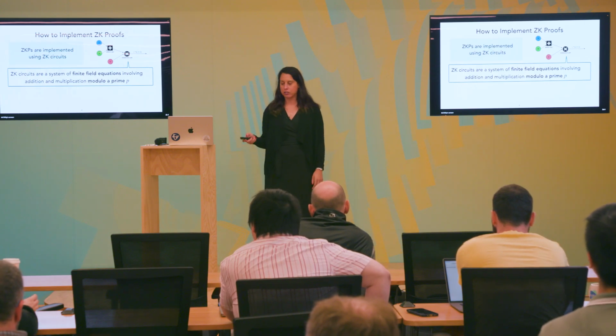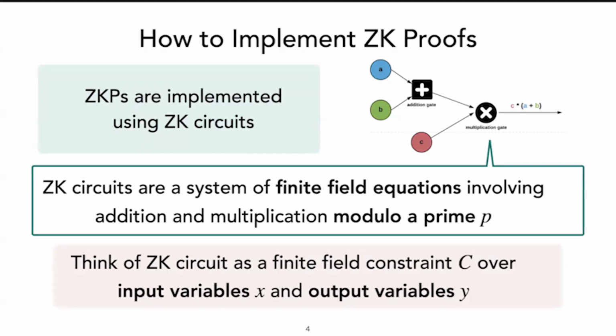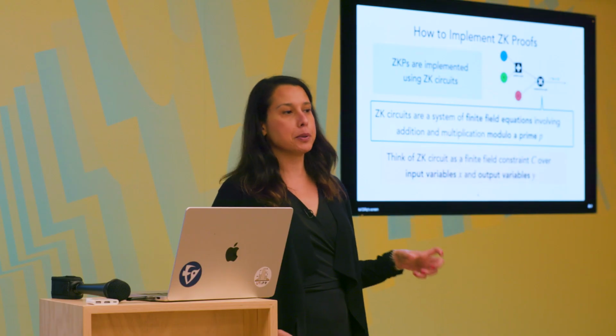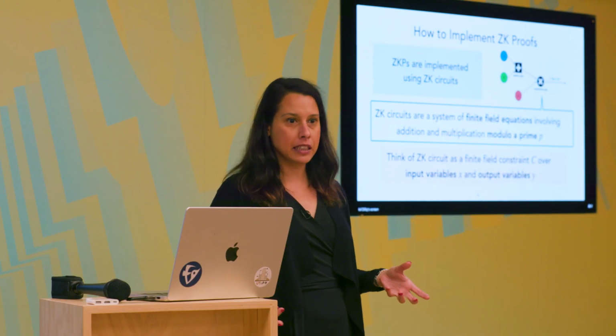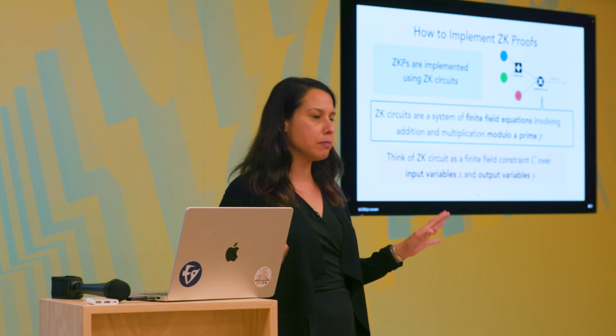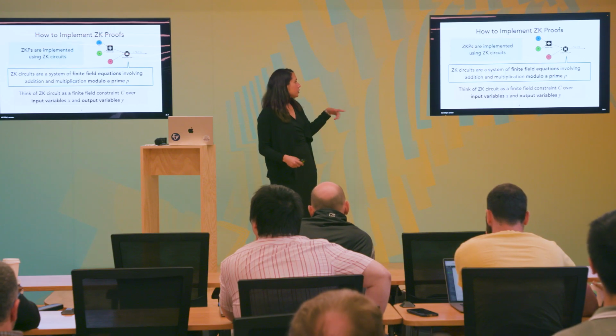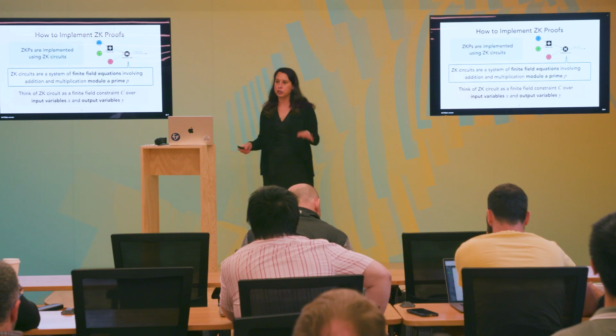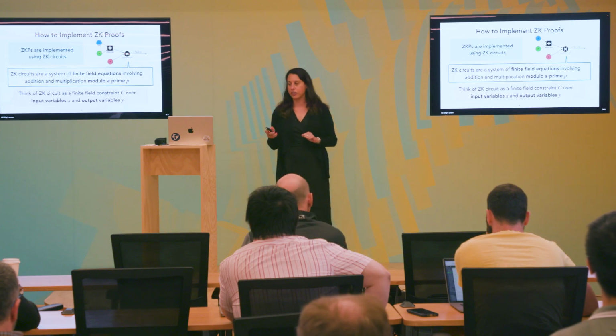So you can essentially think of ZK circuits, as far as this talk is concerned, as a system of finite field equations. I'm going to represent the input variables of the circuit using X and the output variables using Y, and in general, circuits also have some intermediate variables, but just to simplify things, I'm just going to write a circuit as C of X, Y and brush the intermediate variables under the rug.